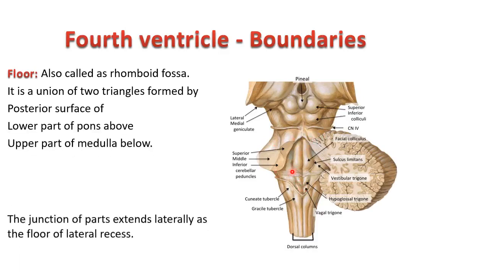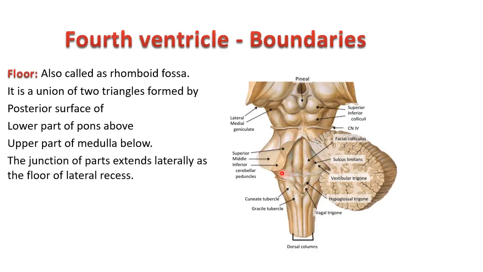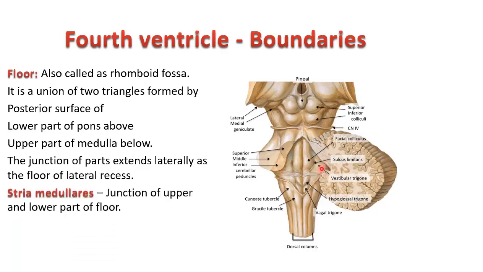Okay, so the junction of these extends as the lateral recess, which we have already seen, between the upper part of the floor and the lower part of the floor. If you trace it laterally, it passes as the lateral recess between the cerebellum behind and the inferior cerebellar peduncle anteriorly. Okay, so at the junction of this upper and lower part of the floor, you are able to see this structure, a band of fibers. They are called the stria medullaris.